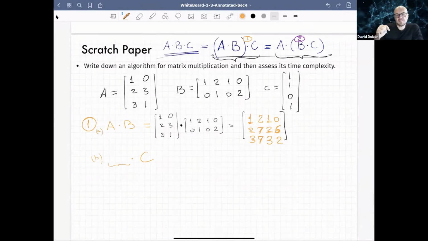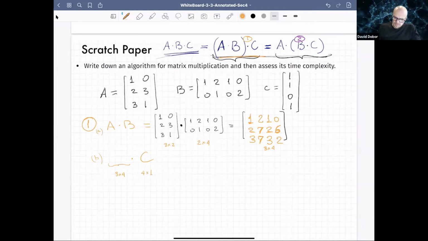Okay, but back to one level up. We are still after this product. A times B times C is what we need to compute. So let's continue. Here I had a 3 by 2 matrix multiplied by a 2 by 4 matrix. So out came a 3 by 4 matrix. Good. Now I'm taking this 3 by 4 matrix and multiplying that by a 4 by 1 matrix.